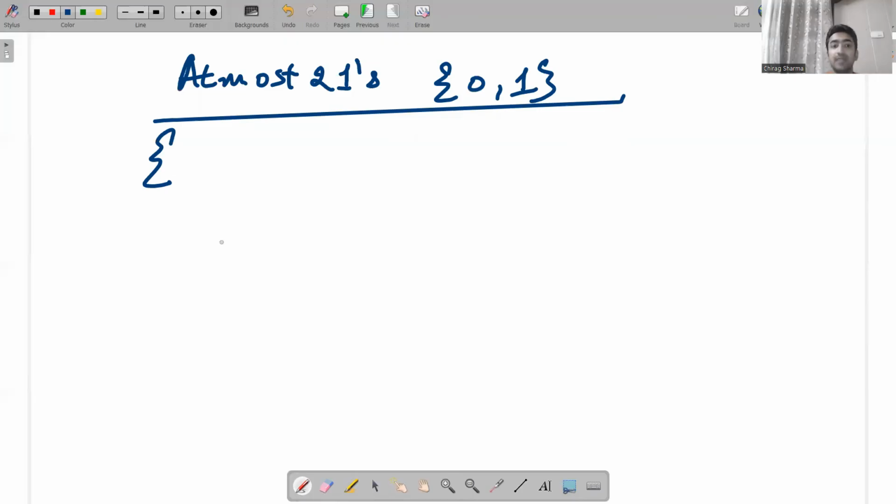Any number of ones means even null is also getting accepted. What do you mean by null? Null means zero number of anything. Means you haven't given anything to it. Again, that is accepted because the condition is imposed on ones, not zeros.